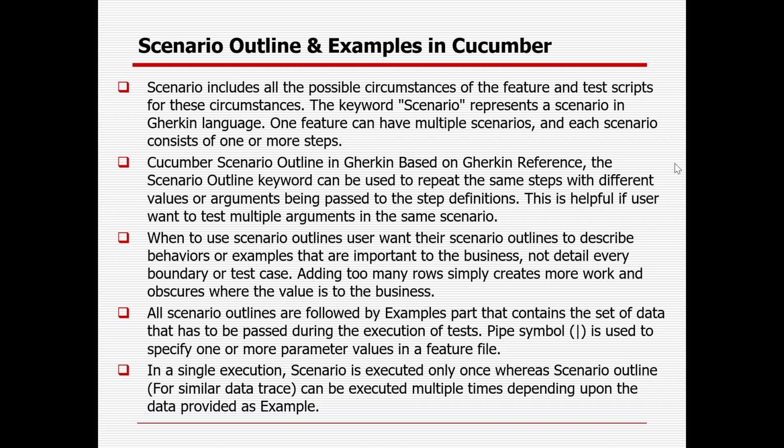Scenario includes all the possible circumstances of the features and test script for these circumstances. The keyword scenario represents a scenario in Gherkin language. One feature can have multiple scenarios, and each scenario consists of one or more steps. Cucumber scenario outline in Gherkin, based on the Gherkin reference: the scenario outline keyword can be used to repeat the same step with different values or arguments being passed to the step definition. This is helpful if the user wants to test multiple arguments in the same scenario.